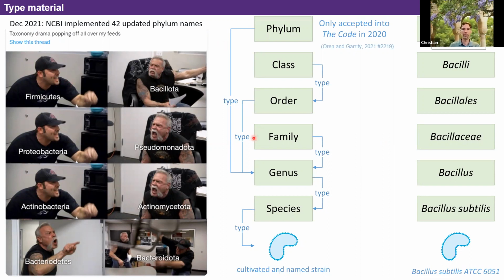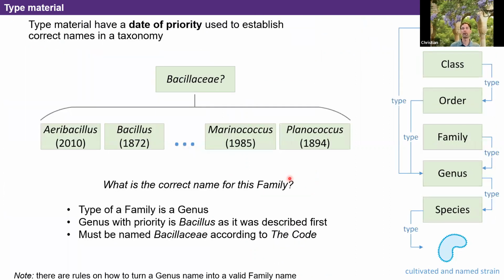Okay, let's have a closer look into the type material. So how do we actually decide, let's say we have a family, which genus is the type genus? That goes back to priority and the date of priority. In this case, we have again the family Bacillaceae. It's already named, obviously, but if it were not named, how would we know what the type material is here? In that case, we know for a family, the name has to come from a type genus.